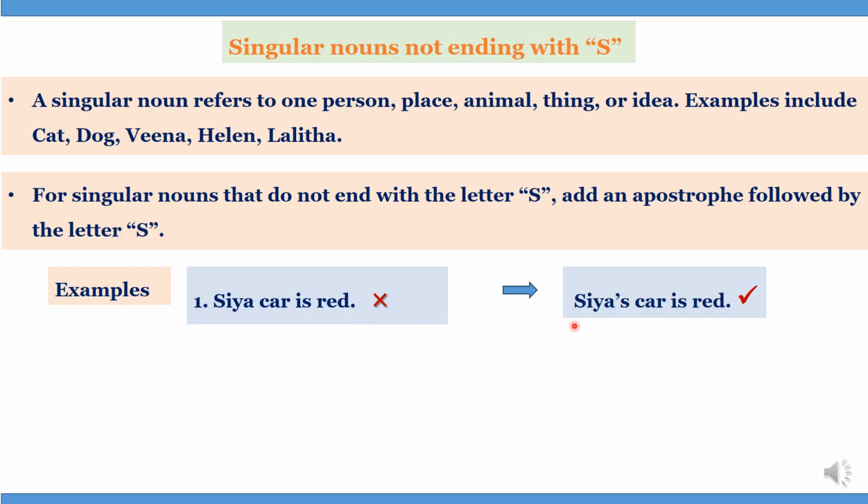Whenever there is a singular noun not ending with letter S, we need to add an apostrophe and letter S to show the possession. See, Sia's car is red. Now, this representation is grammatically correct.